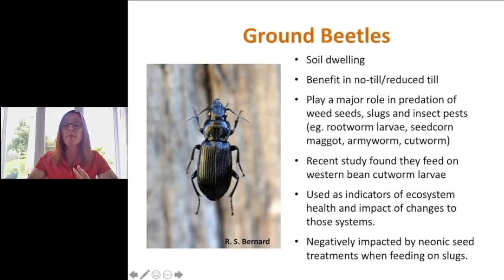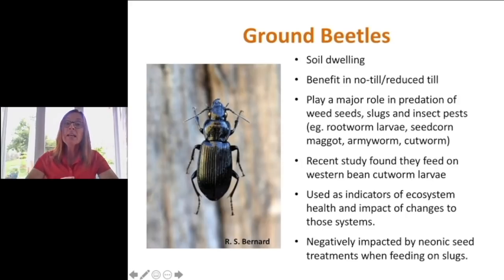So there is some time when they're on or in the ground. But they're also used as an indicator of ecosystem health and the impacts that are happening with those systems and changes. And so that recent study that we saw from Penn State showed the negative impacts that neonic seed treatments actually had, because of the slugs taking in the neonics and not having an impact on them. But when the ground beetles take a bite, they get impacted. And so you sometimes actually see an abundance of slug population because of that, because of the neonic seed treatment use.